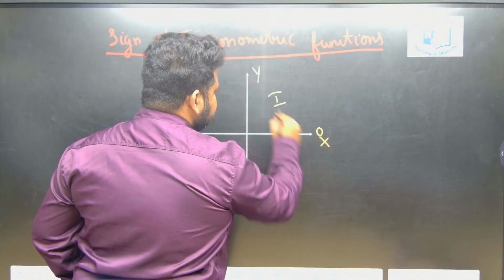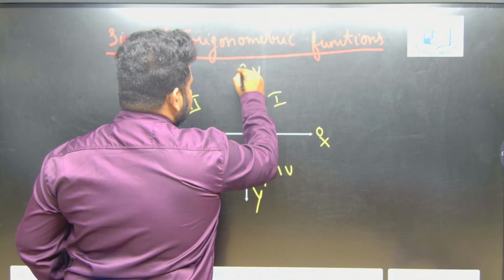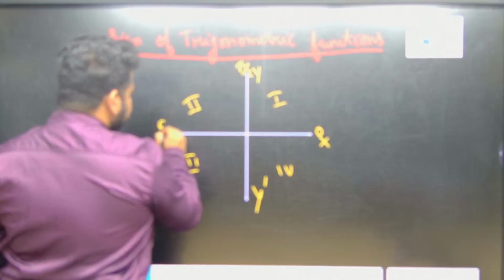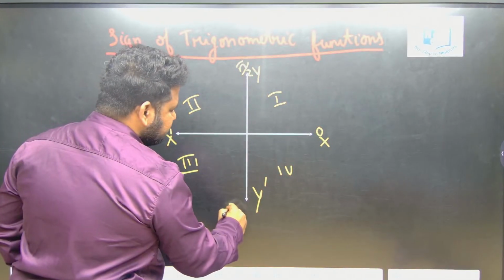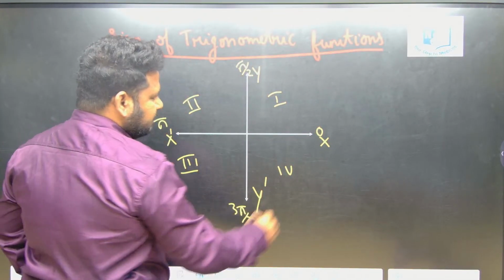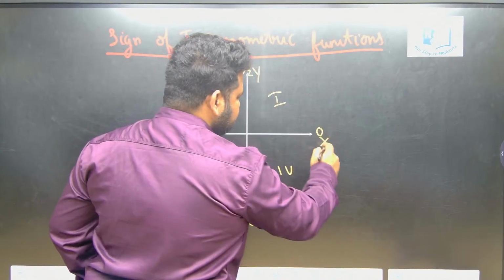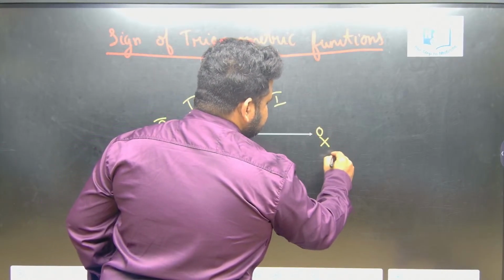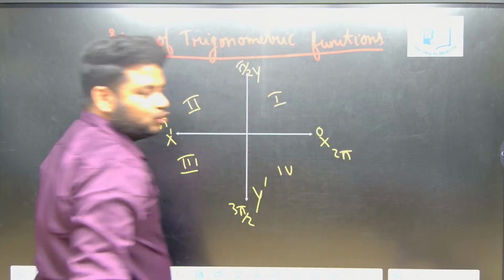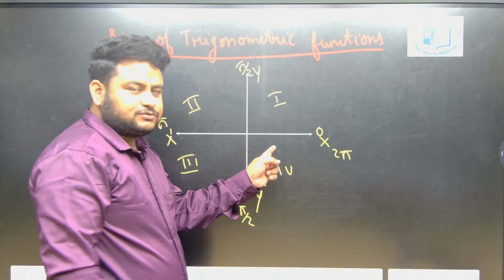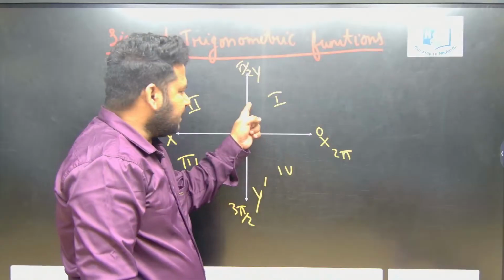So if you take the value of theta, here 0 degree, here 90 degree, or let me take it as pi by 2. This will be pi. This is 270 degree, I can write it as 3 pi by 2. Then it will come here, it is cyclical, so this will be 0, or you can write it as 360 degree, that is 2 pi. Now see here, here it is positive x axis and positive y axis.